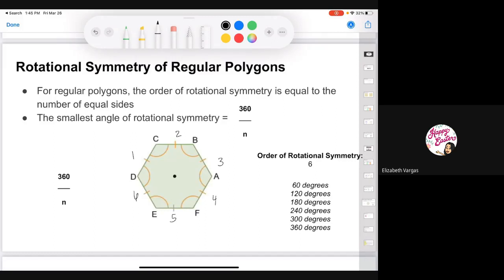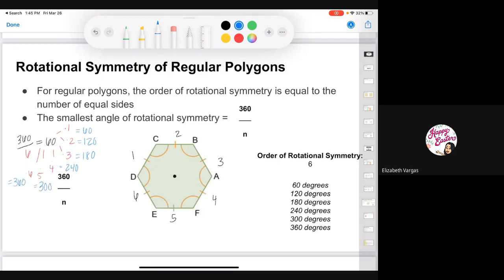Now, how to identify all the instances in which I can rotate this to get it to map back onto itself? Well, again, we use this equation. 360 divided by N, where N is equal to the number of sides, 6, is equal to 60. How do I find all the instances? Well, I just multiply by each of the sides. So 1, 2, 3, 4, 5, and 6. That gives me 60, 120, 180, 240, 300, and of course 360.